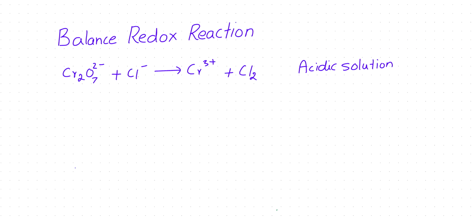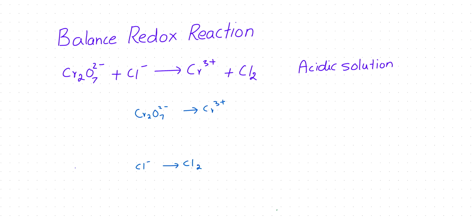So Cr2O7 2- is changing to Cr3+. So the first reaction is Cr2O7 2- changing to Cr3+. Another half reaction is Cl- changing to Cl2. So we write here Cl- changing to Cl2. We balance each half reaction first, and then we add the two reactions to write the redox reaction.